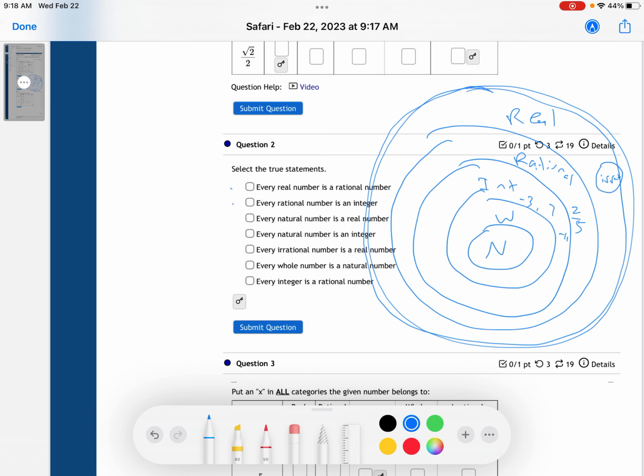Third one, every natural number is a real number. And that's definitely true, because natural numbers are in the very heart of real numbers. So these are the realist, naturalist of numbers. So we're going to check that box. Anyways, I don't want to give you all these, but you get the idea. Use these different circles in your notes to kind of answer that question.